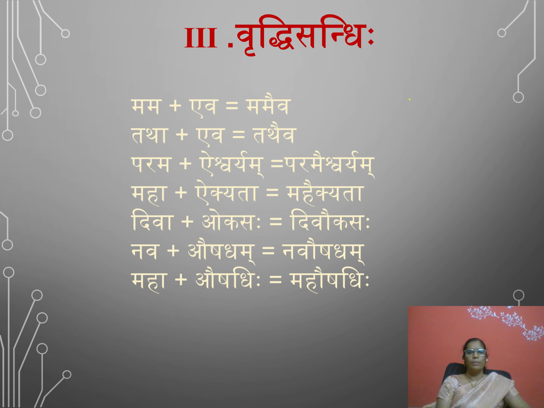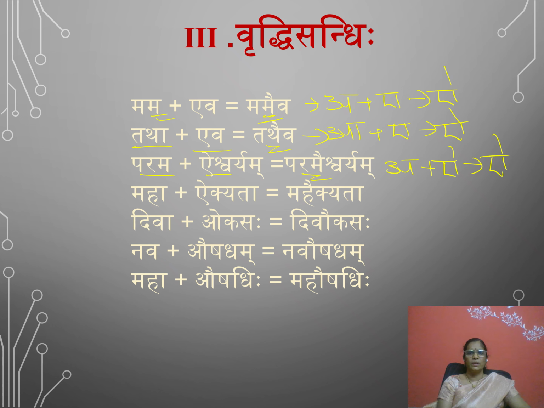First one, Mama plus Evaha, ended with A. Second word started with A. Then we got Mamaiva, I we got. Here Tatha plus Eva. First word ended with A. Second word started with A. Then also we got I, Tathaiva. Parama plus Aishwaryam. First word ended with A. Second word started with I. Then also we got Paramaishwaryam. Maha plus Aikyata. First word ended with A. Second word started with I. Then also we got I.